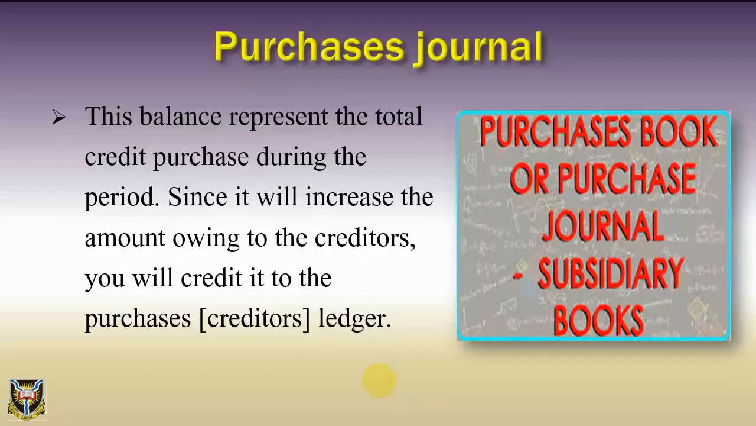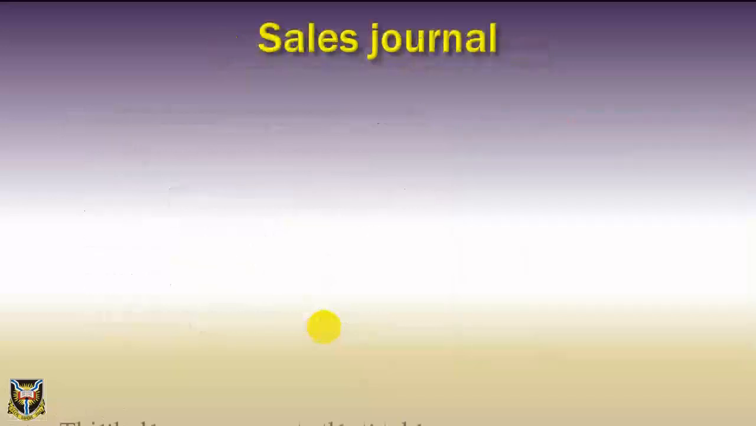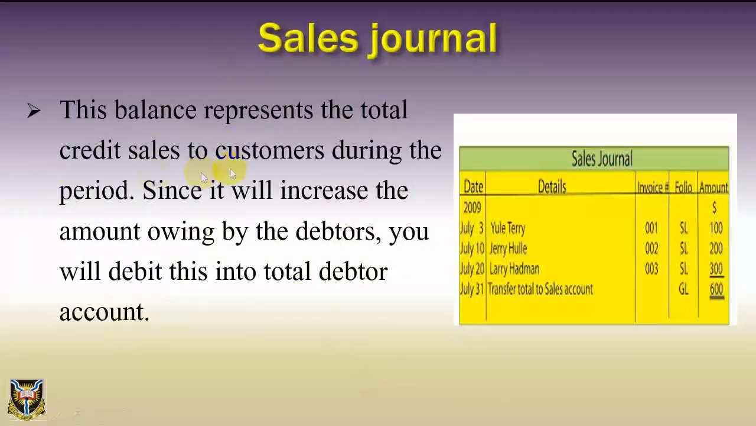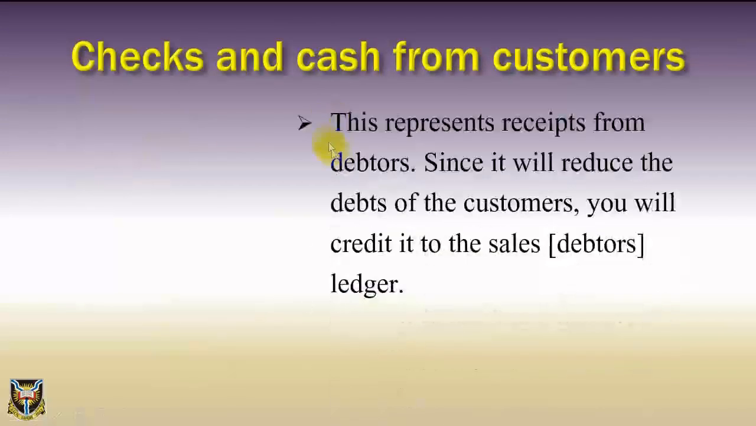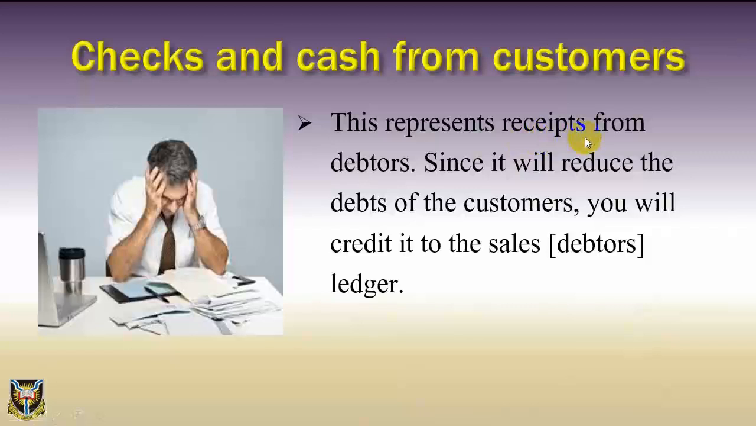Purchases journal. This balance represents the total credit purchases during the period. Since it will increase the amount owing to the creditors, you will credit it to the purchases creditors ledger. Sales journal. This balance represents the total credit sales to customers during the period. Since it will increase the amount owing by the debtors, you will debit this into total debtor account. Checks and cash from customers. This represents receipt from debtors. Since it will reduce the debts of the customers, you will credit it to the sales debtors ledger.